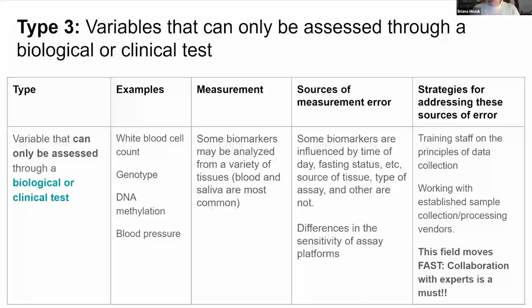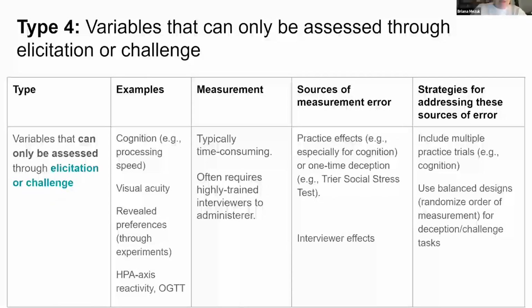I say this from myself. When I've done studies including biological markers or genetic markers, those are both the most difficult papers to write, but they're also the papers that are the most collaborative, because we have a lot of conversations about, what does this mean, and how do you know that's what it means, and what does it not mean, and I learn a lot as a collaborator on these types of projects. Okay, so that's the third type of variable, variables that can only be assessed through a biological or clinical test.